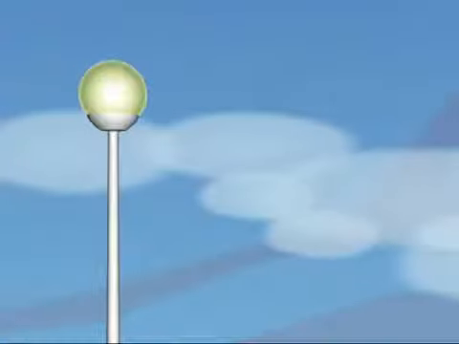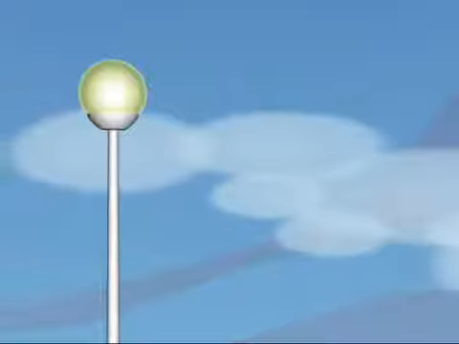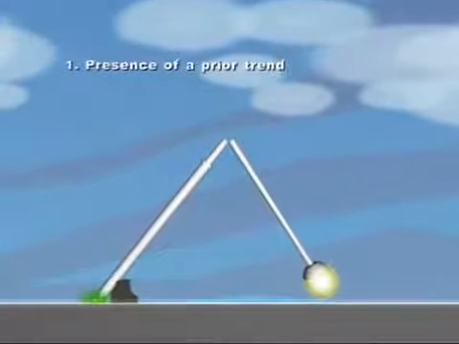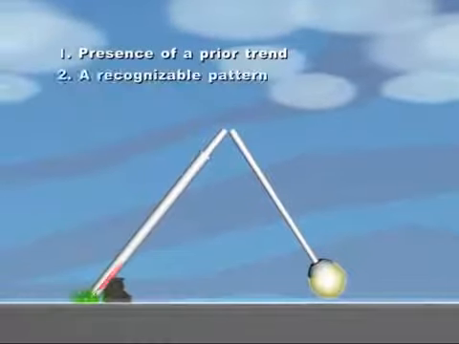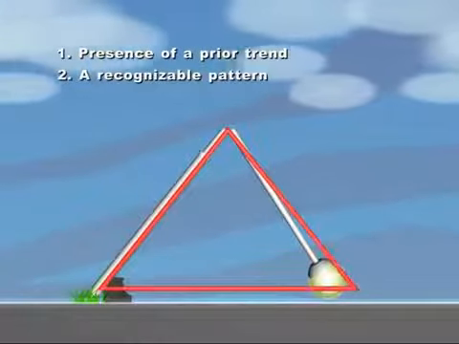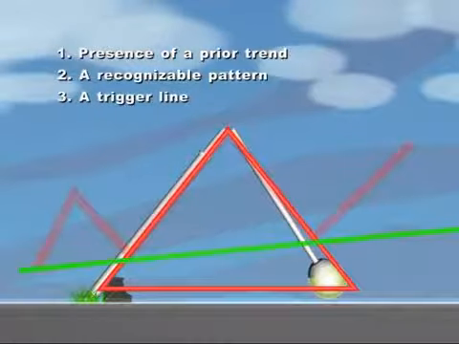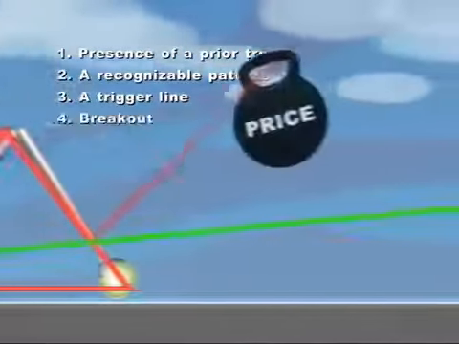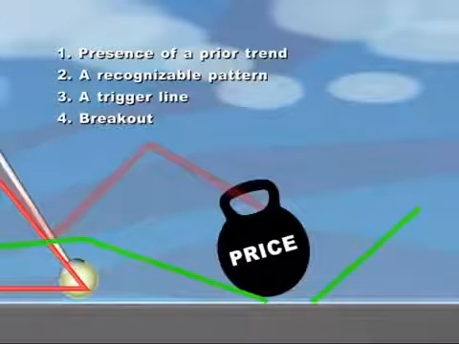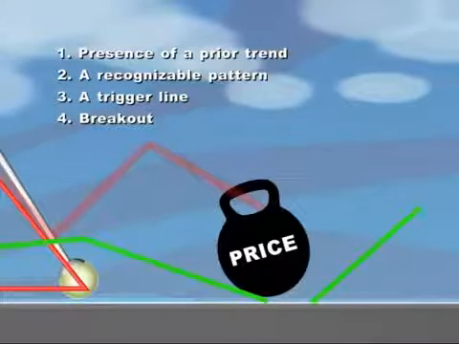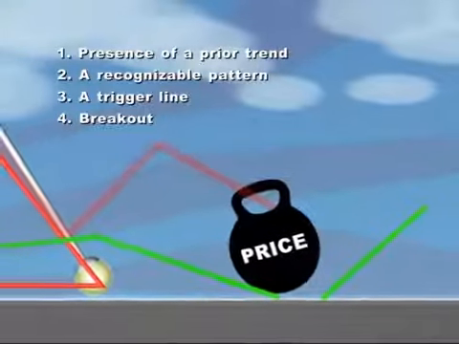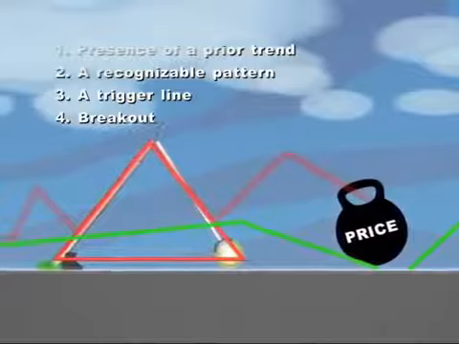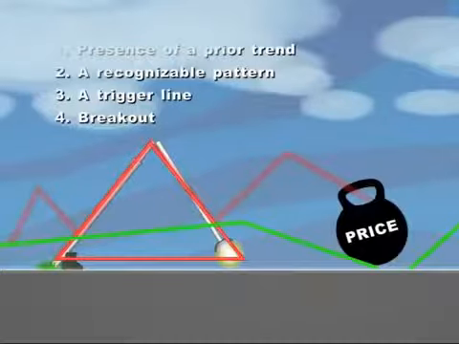So, to recap, we've covered 3 essential elements of chart patterns. 1. The presence of a prior trend. 2. A recognizable pattern. And 3. A trigger line. That's what I call lines like the neckline. Now, a 4th defining feature is a breakout of this trigger line. Only on breakout can we say that continuation or reversal has been confirmed.